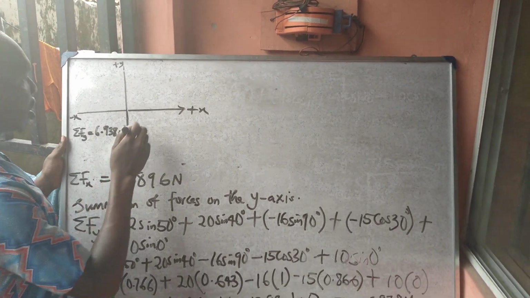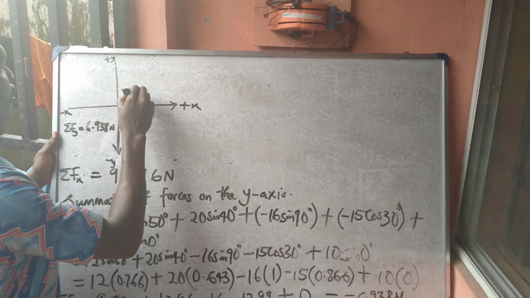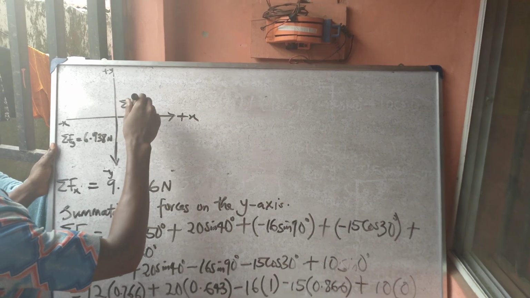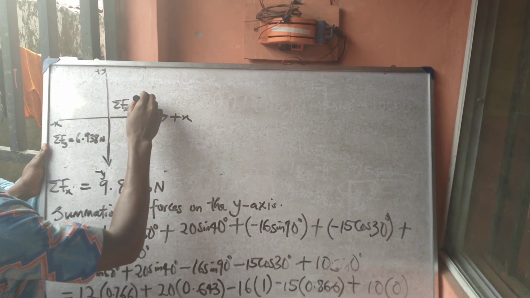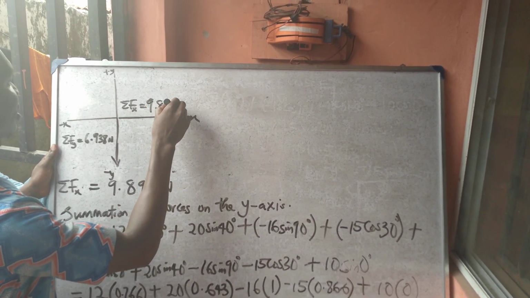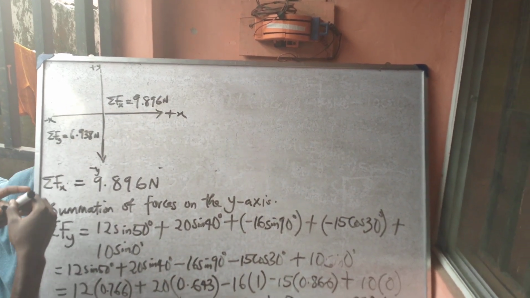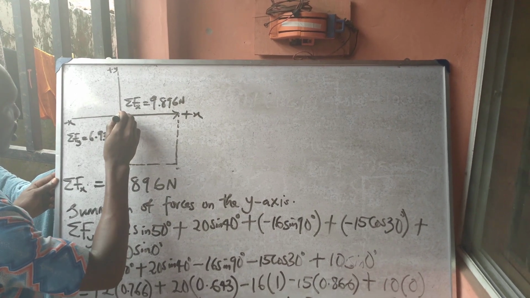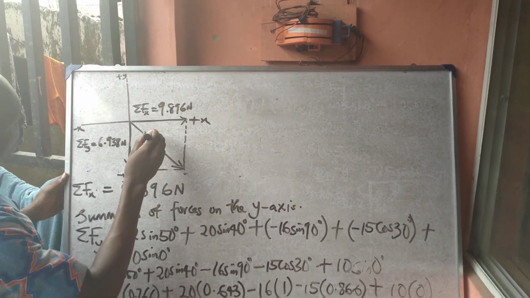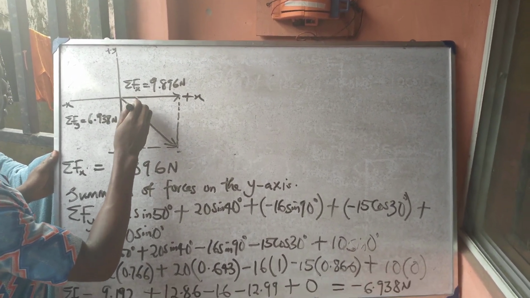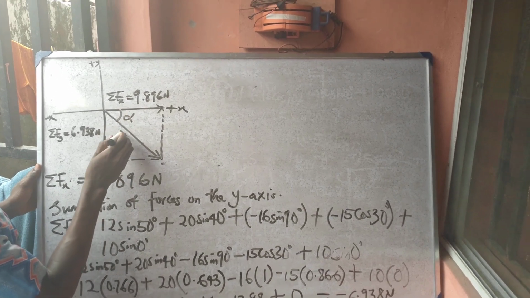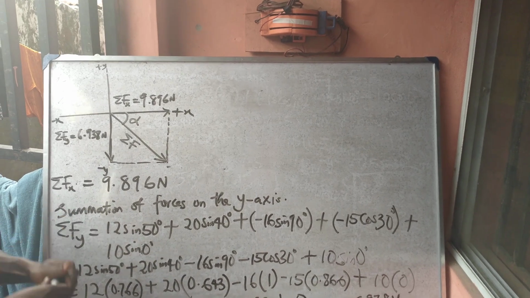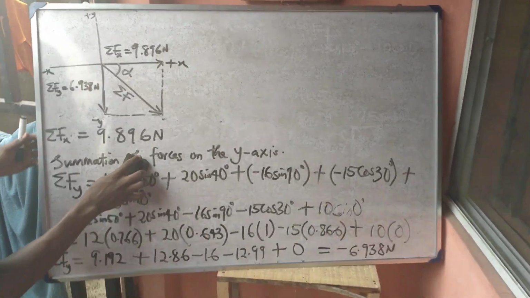and sigma fx is 9.896 newtons. Okay, so this is what you need. This is called the angle of inclination alpha, and here is called sigma f, summation of forces. Okay, so that is what you need.